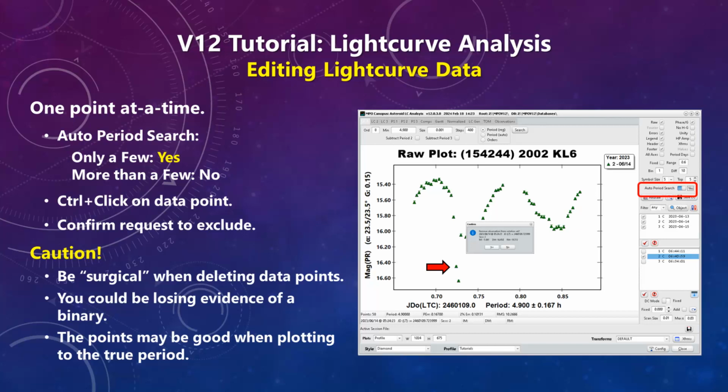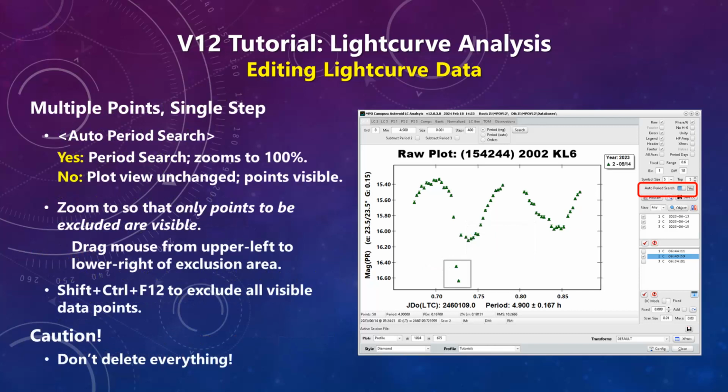This brings up an important point. Sometimes eliminating just one data point can alter the period solution dramatically. Be open to not having the correct period search parameters. Otherwise, you may delete data points that are perfectly valid when plotting the data to the true period.